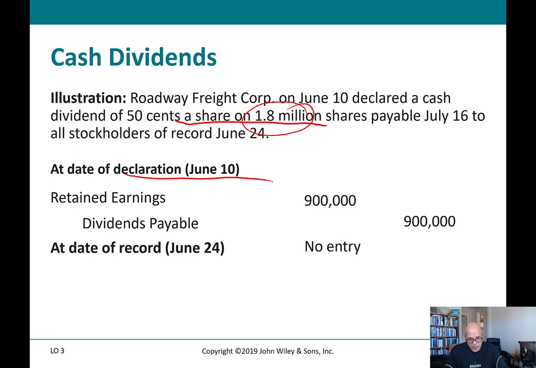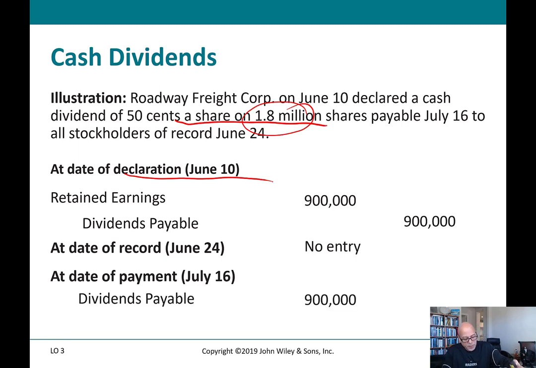On the date of record, when we say no entry, we mean in the accounting records. They're going to know John Lord holds this stock on June 24th. And then when they finally pay that dividend in July, obviously credit the cash and debit the dividend payable. That, of course, is assuming that we have paid a cash dividend.